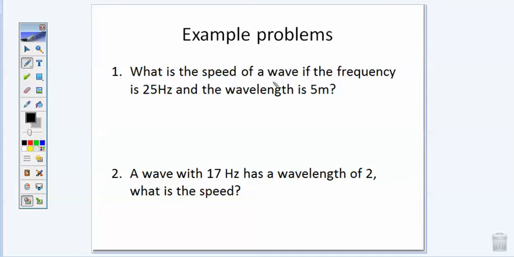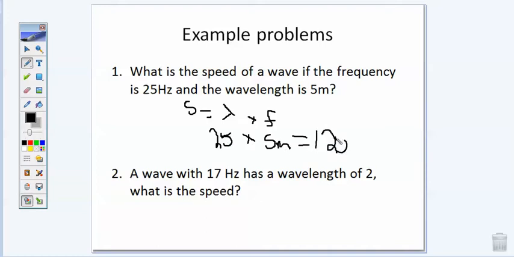Okay, so let's try a few practice problems here. It says, what is the speed of a wave if the frequency is 25 hertz and the wavelength is 5 meters? So again, the abbreviated version: speed equals the wavelength, which we denote as lambda, times the frequency, where the frequency is 25 hertz and the wavelength is 5 meters. So when you take 25 times 5, you get 125. And because this is a speed, this is going to be meters per second.